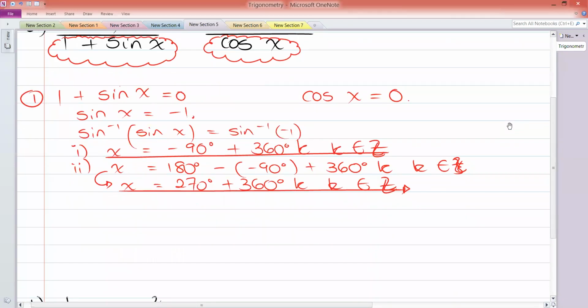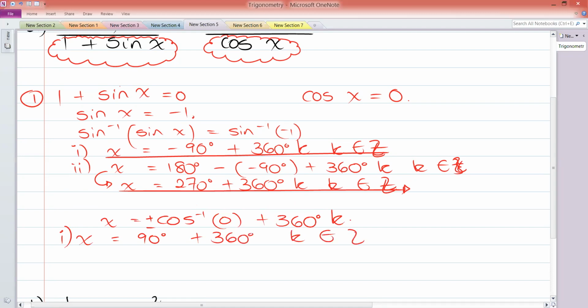Now we have to deal with cos x is equal to 0 and get the general solution for that one. So inverse cos both sides. x is equal to inverse cos 0 plus 360K, plus and minus. Those are the 2. Some people like to split it up, right? So when you split it up, you end up with the first one being 90 degrees plus 360K.